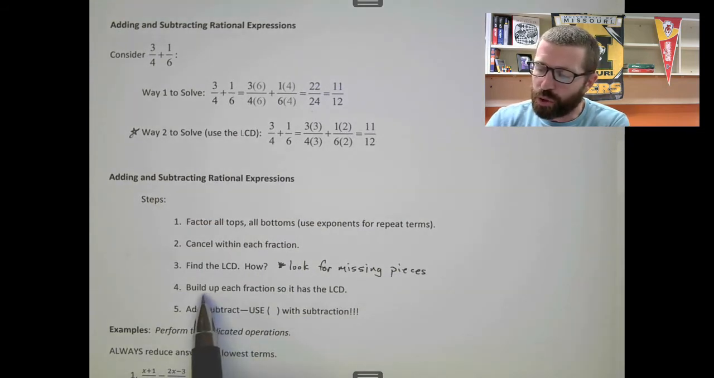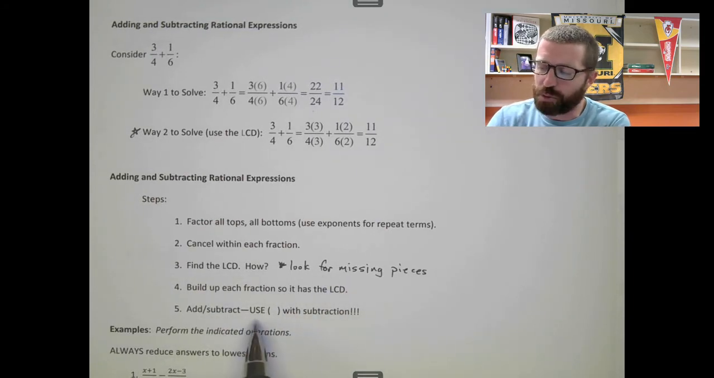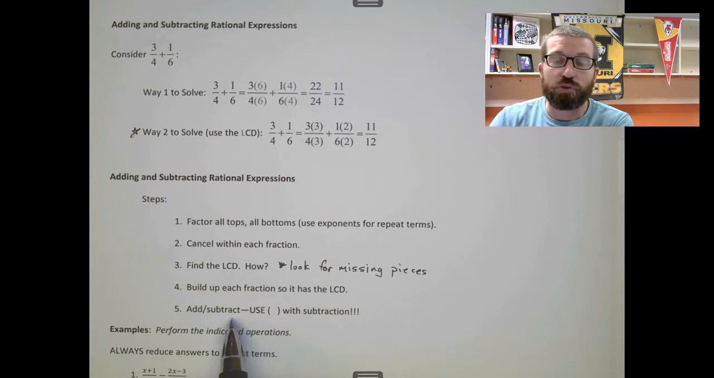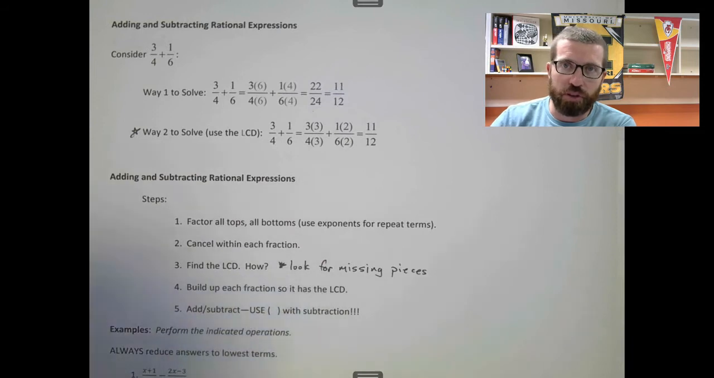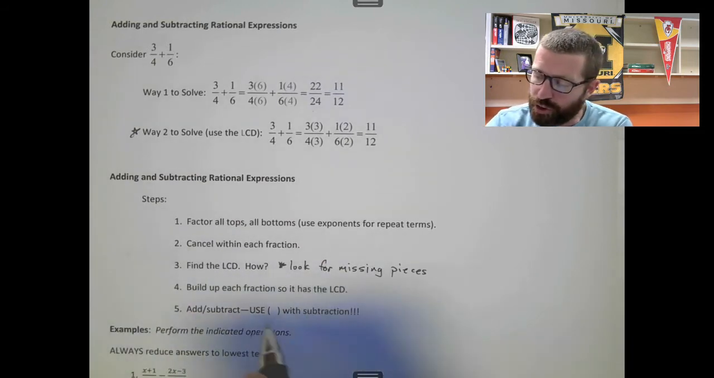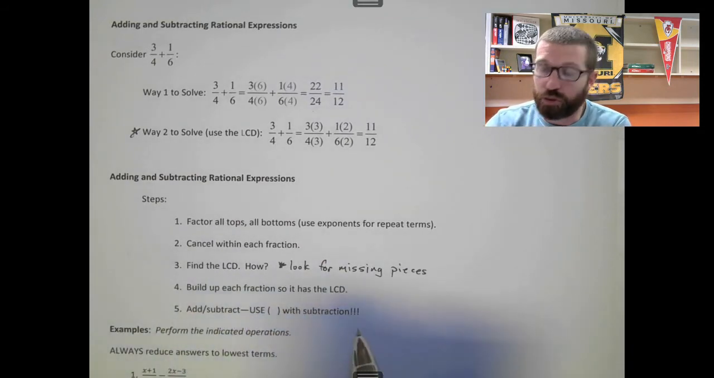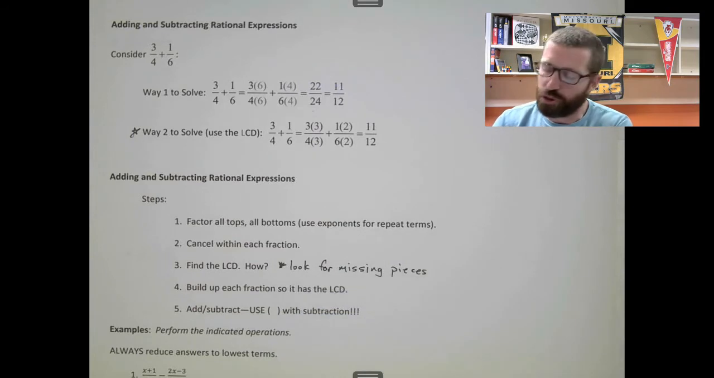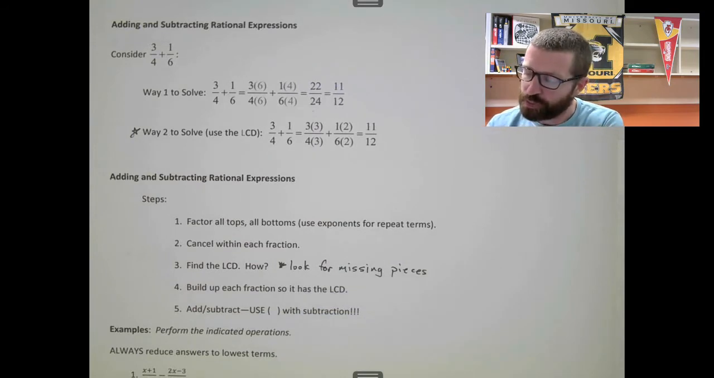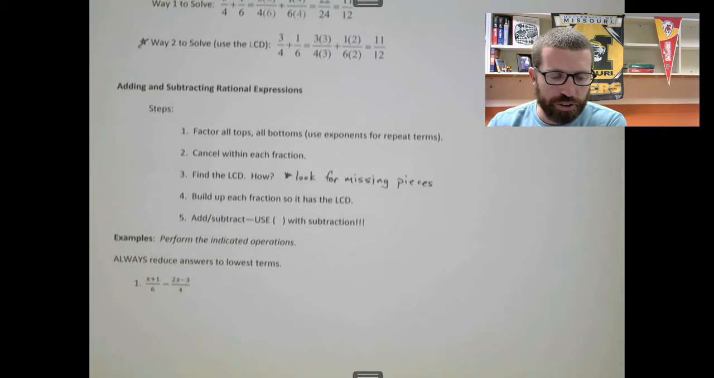And so we're going to build up each fraction so that it has the LCD. So that's really kind of the same thing. And then we're going to add or subtract. Remember, when you add or subtract fractions, you keep the bottom the same and you add on top. And so this warning to use parentheses with subtraction, that's just so you remember to distribute. Okay, so let's look at some examples.